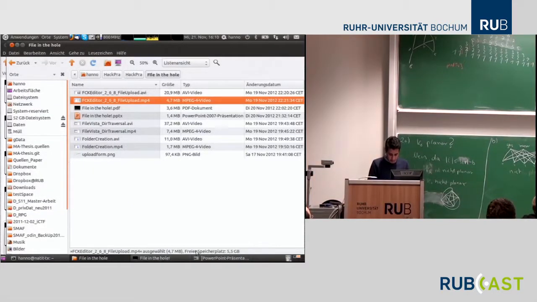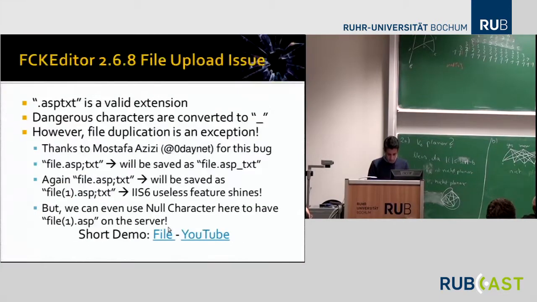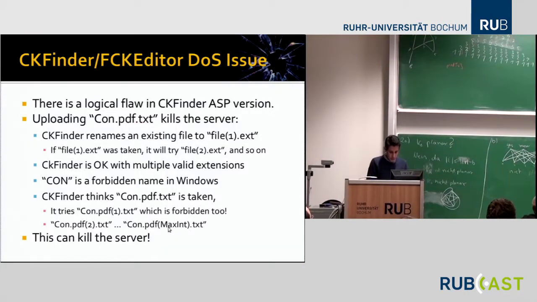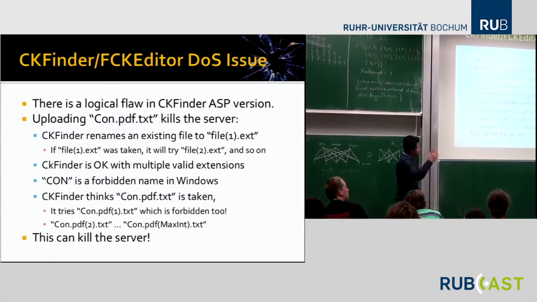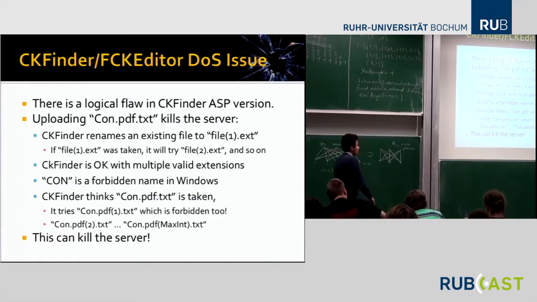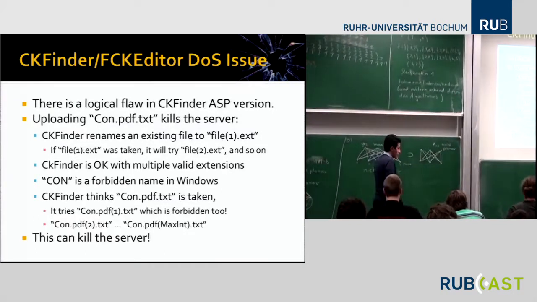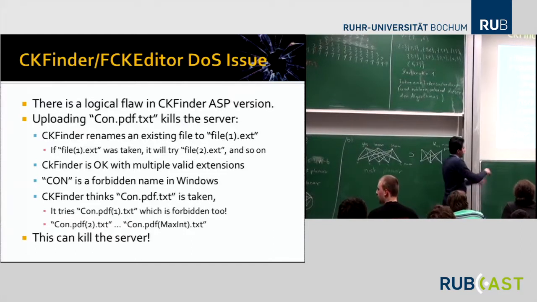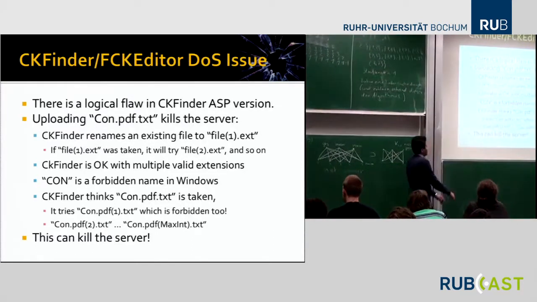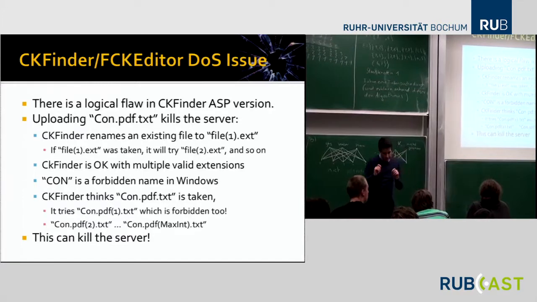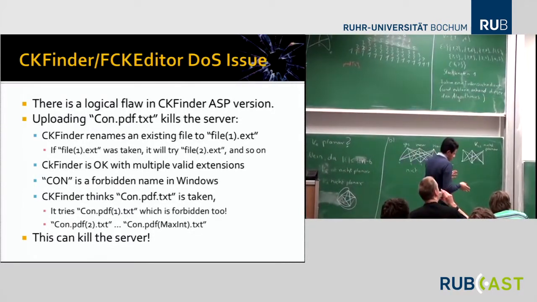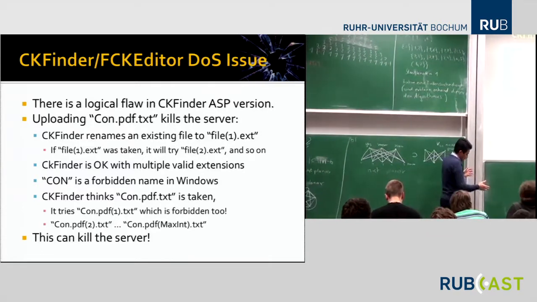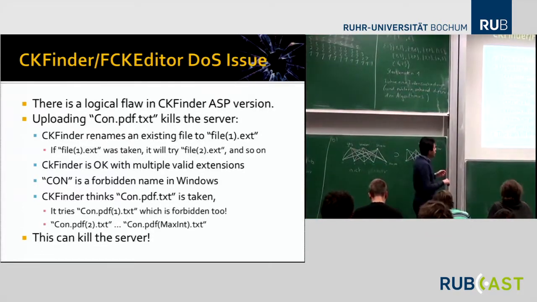Okay. Let's see the other things. Another logical flaw that I told you about, again the same thing: converting files when you have an existing file in the system. It will convert everything with parenthesis 1. For example, if file.ext is on the server, it will create file(1).ext. If it is the same file on the system, it will increase that number to 2.